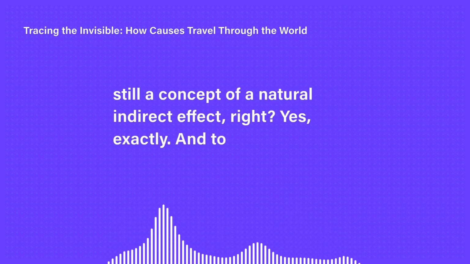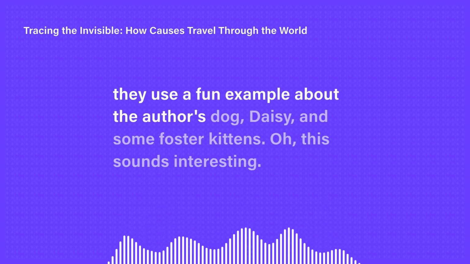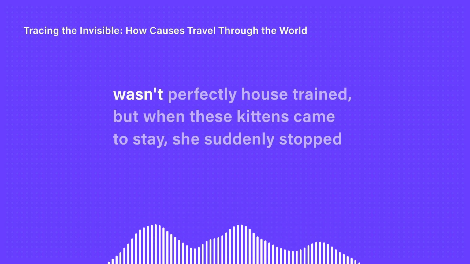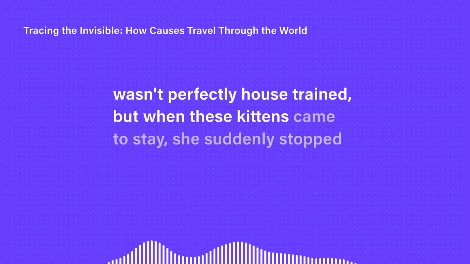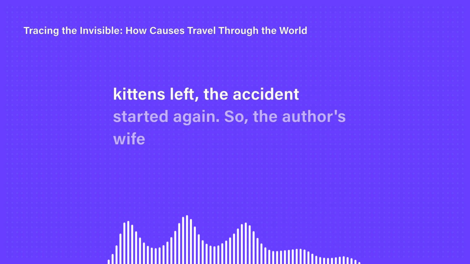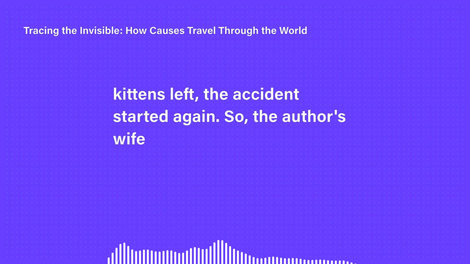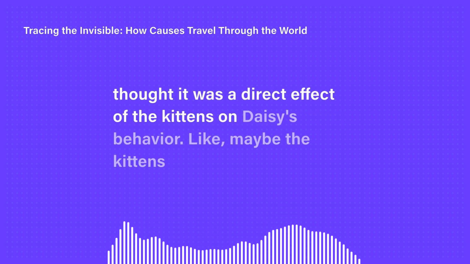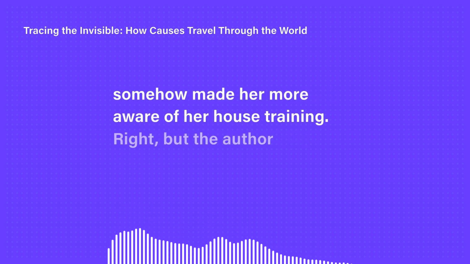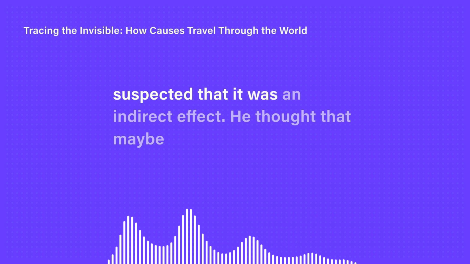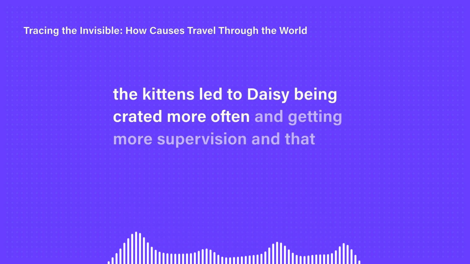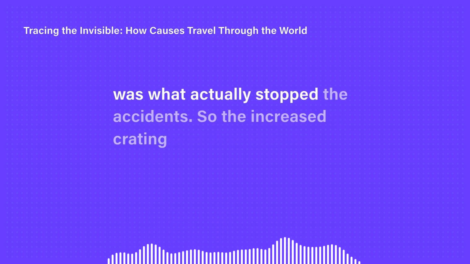Yes, exactly. And to explain this, they use a fun example about the author's dog, Daisy, and some foster kittens. Oh, this sounds interesting. So Daisy, the dog, wasn't perfectly house-trained, but when these kittens came to stay, she suddenly stopped having accidents. And then when the kittens left, the accidents started again. So the author's wife thought it was a direct effect of the kittens on Daisy's behavior. Like, maybe the kittens somehow made her more aware of her house training. Right. But the author suspected that it was an indirect effect. He thought that maybe the kittens led to Daisy being crated more often and getting more supervision, and that was what actually stopped the accidents.